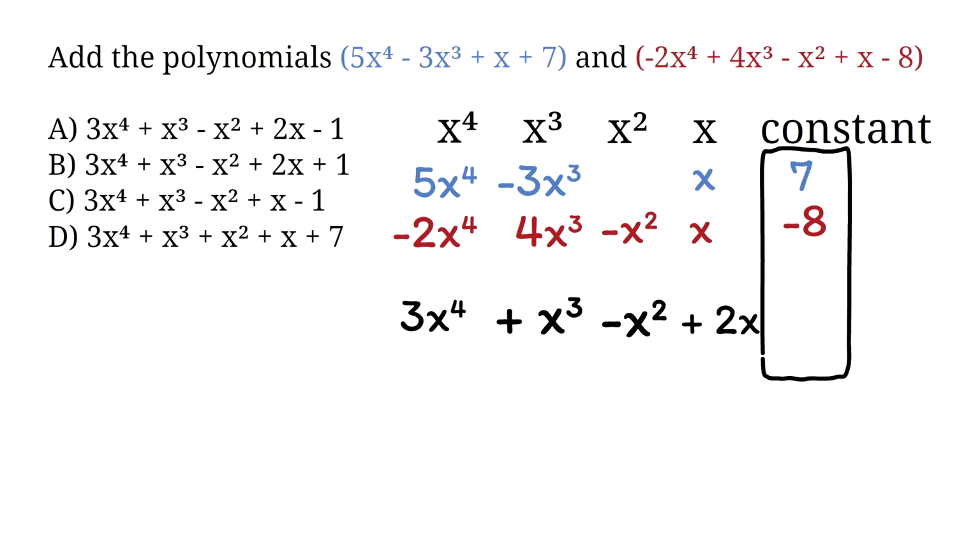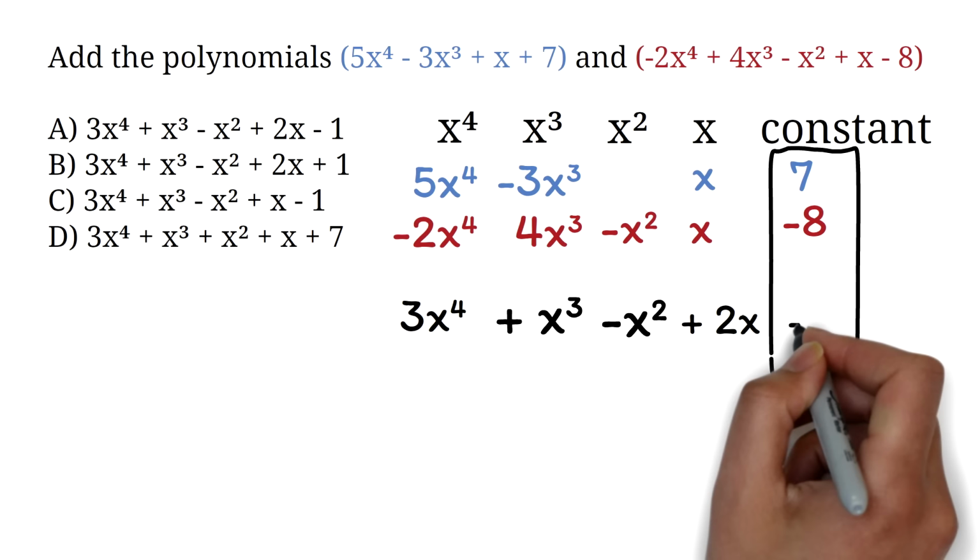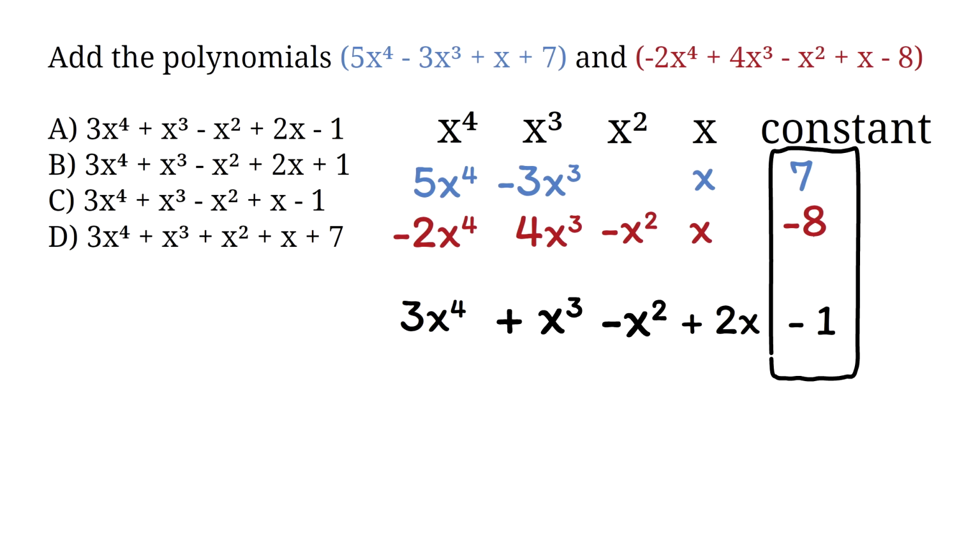Then finally, we add the constant. 7 plus negative 8 is negative 1. So our answer is A. 3x exponent 4 plus x cubed minus x squared plus 2x minus 1.